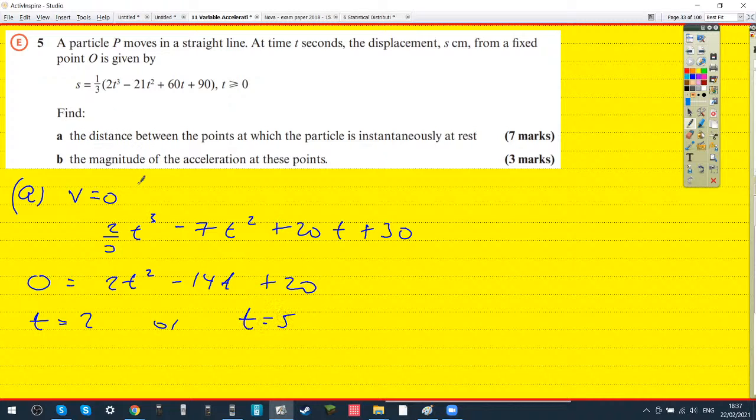Find the distance between the points. And so I now need to sub in the 2 and 5 into the initial equation. Yep. And so that will give me third.